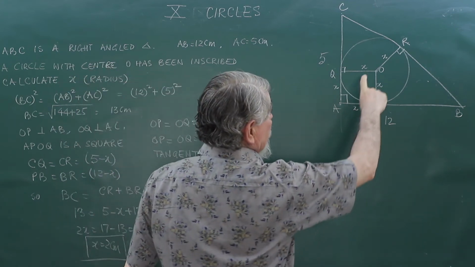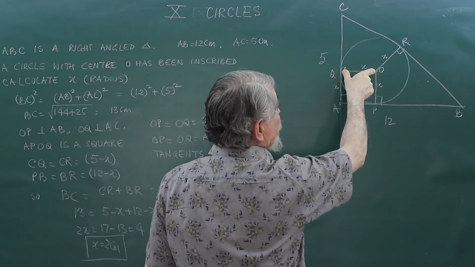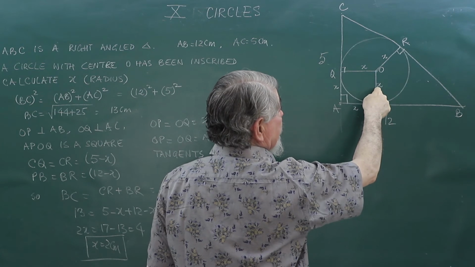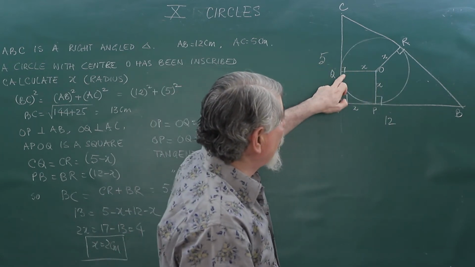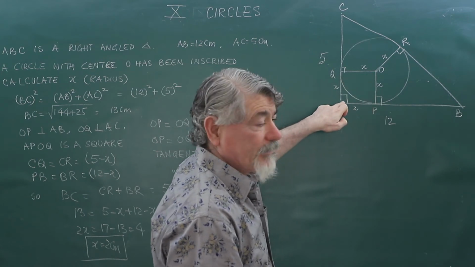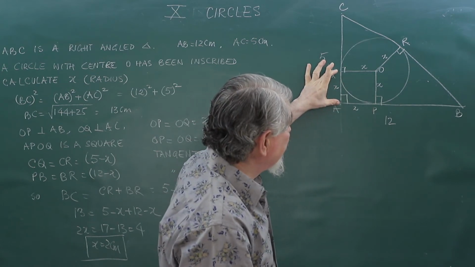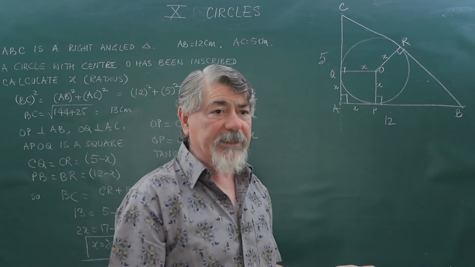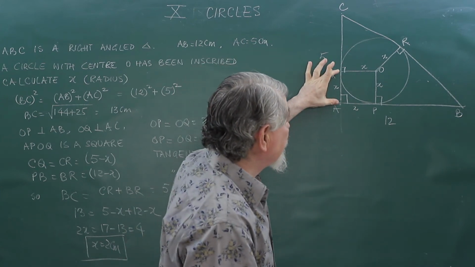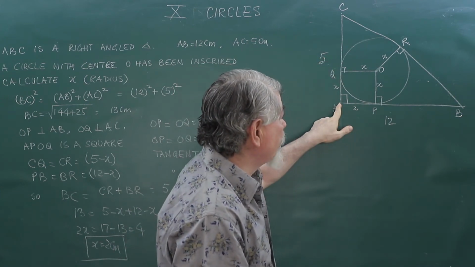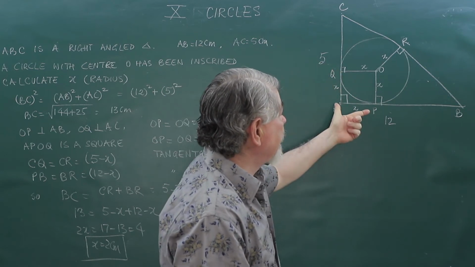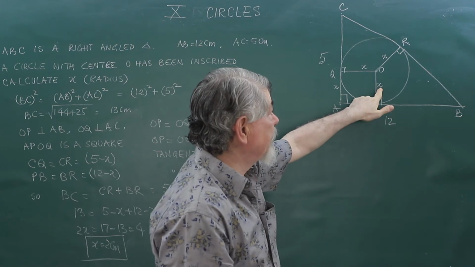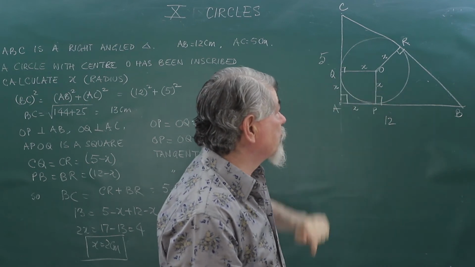This OP and OQ are equal. This is X, the radius of the circle. And all angles are 90 degree. So these two sides AQ and AP will be equal, because these are tangents drawn from point A to P and A to Q. So AQ and AP will also become X, equal to this, because it is a square.